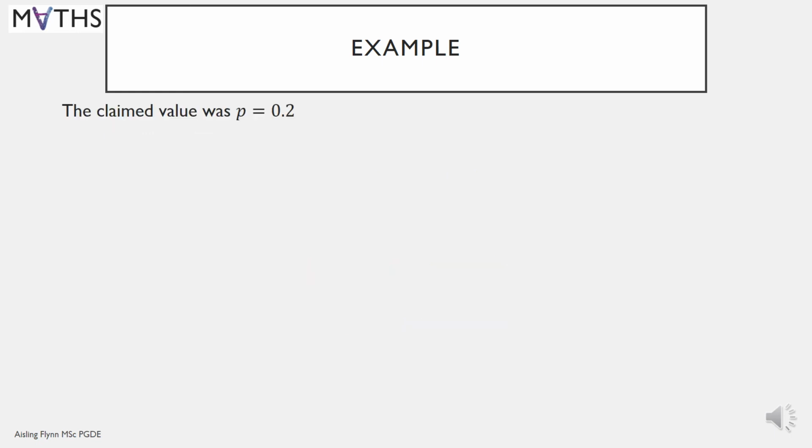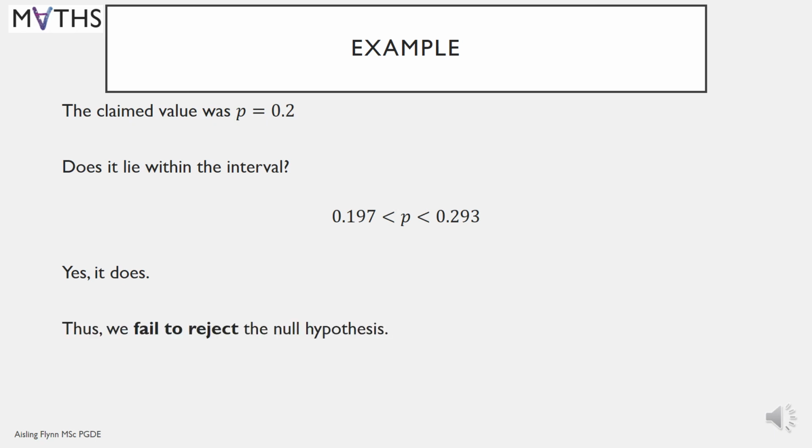Now let's recall the claimed value was P equals 0.2, or 20%. Does it lie within our interval? So does 0.2 lie between 0.197 and 0.293? Yes, it does. Thus, we fail to reject the null hypothesis.